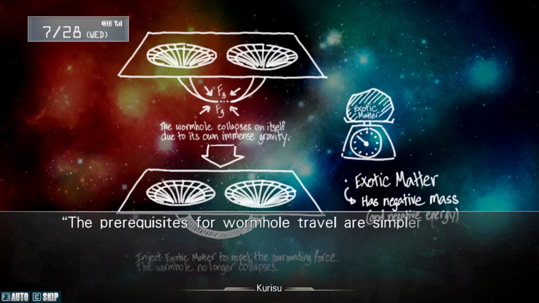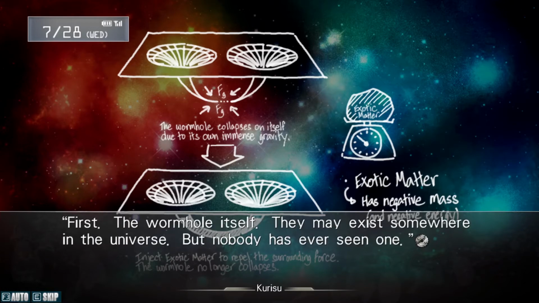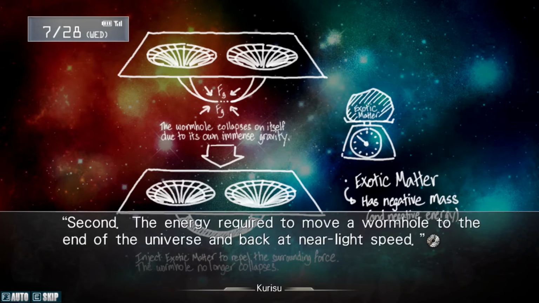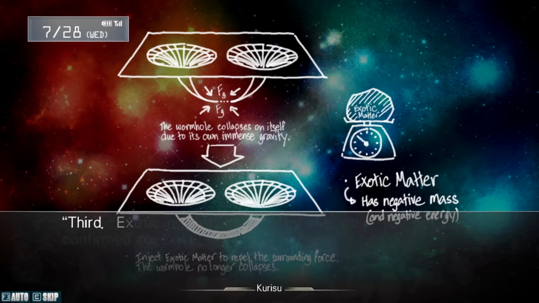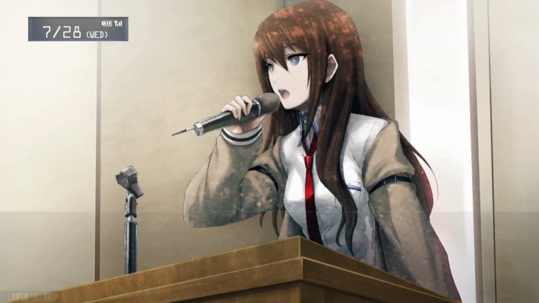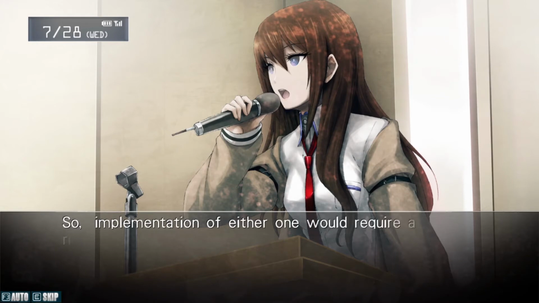The prerequisites for wormhole travel are simpler than the ones for cosmic string travel. First, the wormhole itself. They may exist somewhere in the universe, but nobody has ever seen one. Second, the energy required to move a wormhole to the end of the universe and back at near light speed. Third, exotic matter, which, by the way, has not been confirmed to exist. God, this is all very much science. So, implementation of either one would require a ridiculous amount of effort.